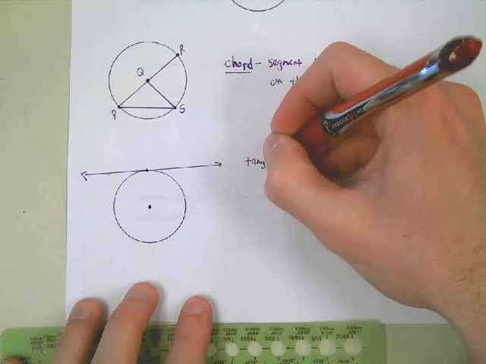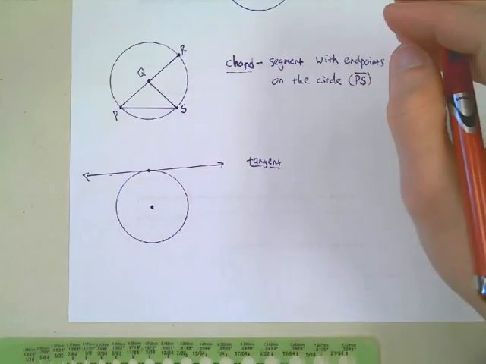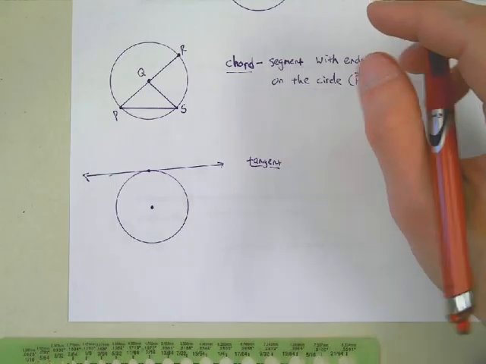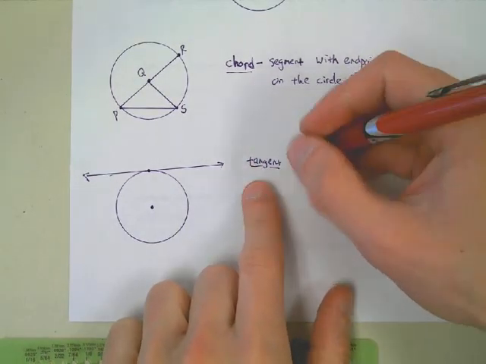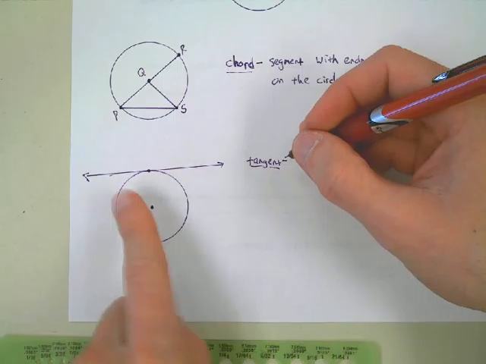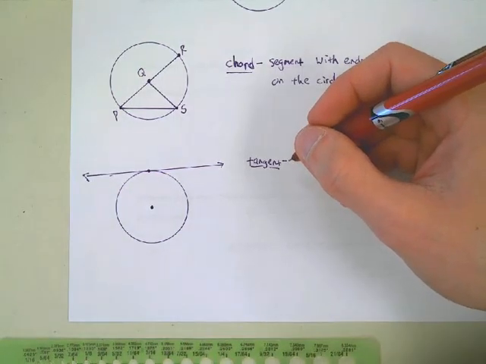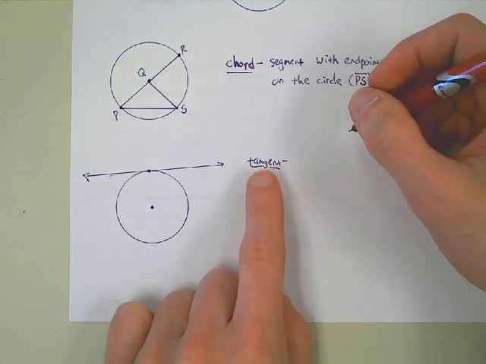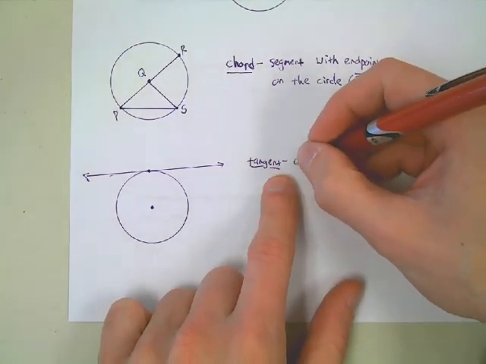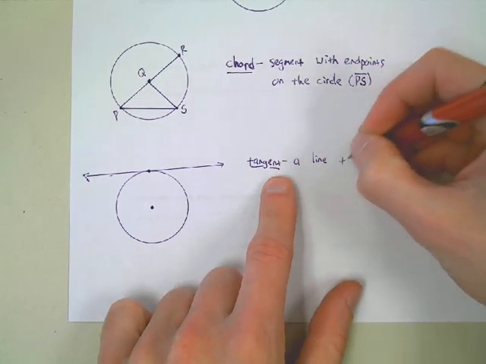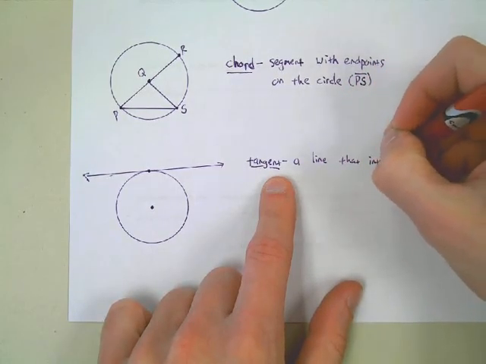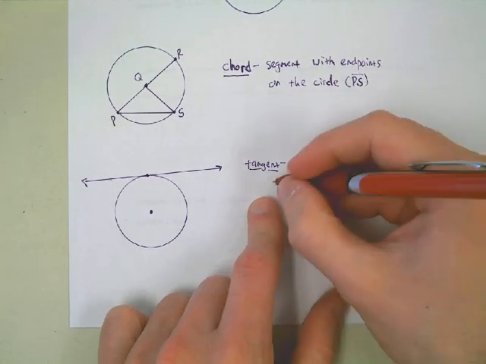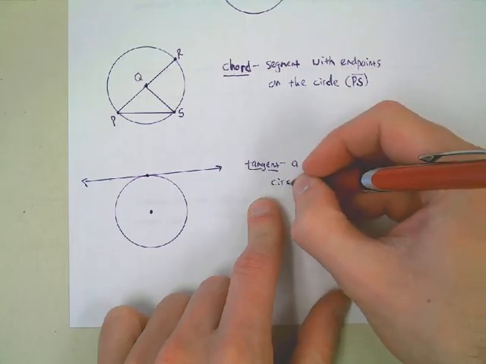Now, we've heard that word before, right? Tangent was one of our three trigonometry ratios that we had to learn: sine, cosine, tangent. So this is like TOA. And yes, there is a relationship between the tangent of a circle and the tangent trig ratio, even though we didn't really talk about circles when we did trig ratios. We won't worry about that connection right now, but there is a connection there. So anyway, a tangent is a line that intersects the circle at one point.